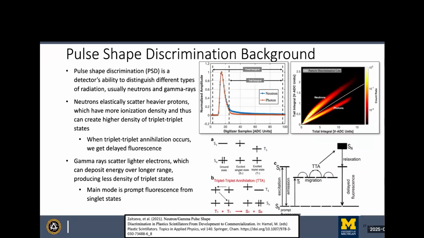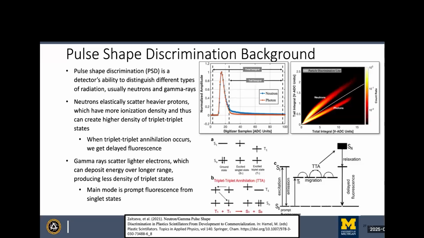So all of that, well, except for the time of flight, was talking about detection of gamma rays, and the time of flight was for talking about detection of neutrons. Now, how can we tell the difference between gammas and neutrons when we get them? That's where pulse shape discrimination, or PSD, comes in. It refers to a detector's ability to distinguish different types of radiation, usually, as I said, neutrons and gamma rays.